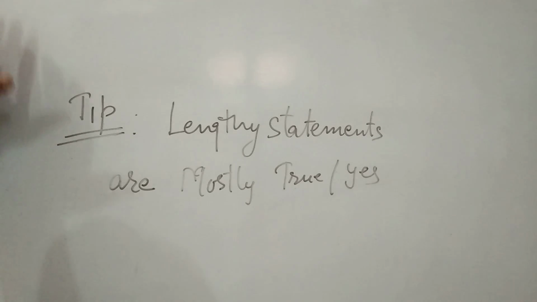An important tip is that when the statements are very lengthy, like 20, 25, 30 words, or 2-3 lines long, mostly those statements are true or yes, meaning 90% chances are that lengthy statements are true or yes. So again, if you are running out of time, you need not find the answer from the passage. You can straightforwardly write true or yes for those.